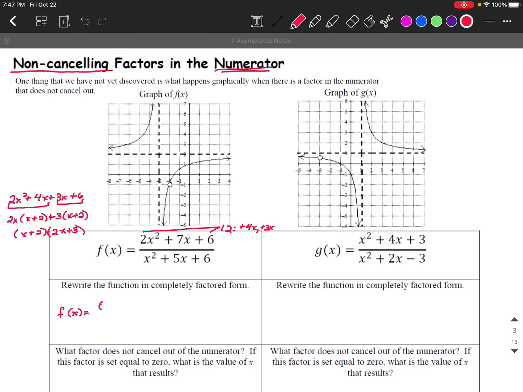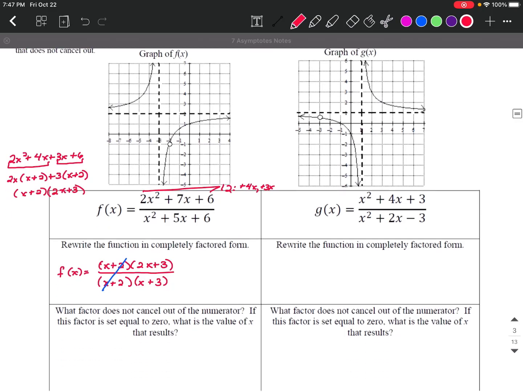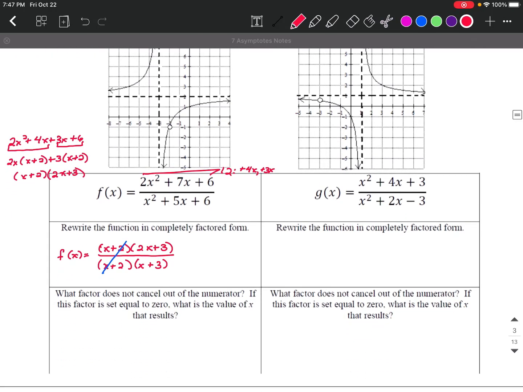So our numerator is x plus 2 times 2x plus 3, all over... Now in the bottom, we have a trinomial. They have to multiply to 6 and add to 5. That's going to be x plus 2 times x plus 3. Now the x plus 2's are going to cancel out. So which factor in the numerator does not cancel out? The factor that's left in the numerator is 2x plus 3.